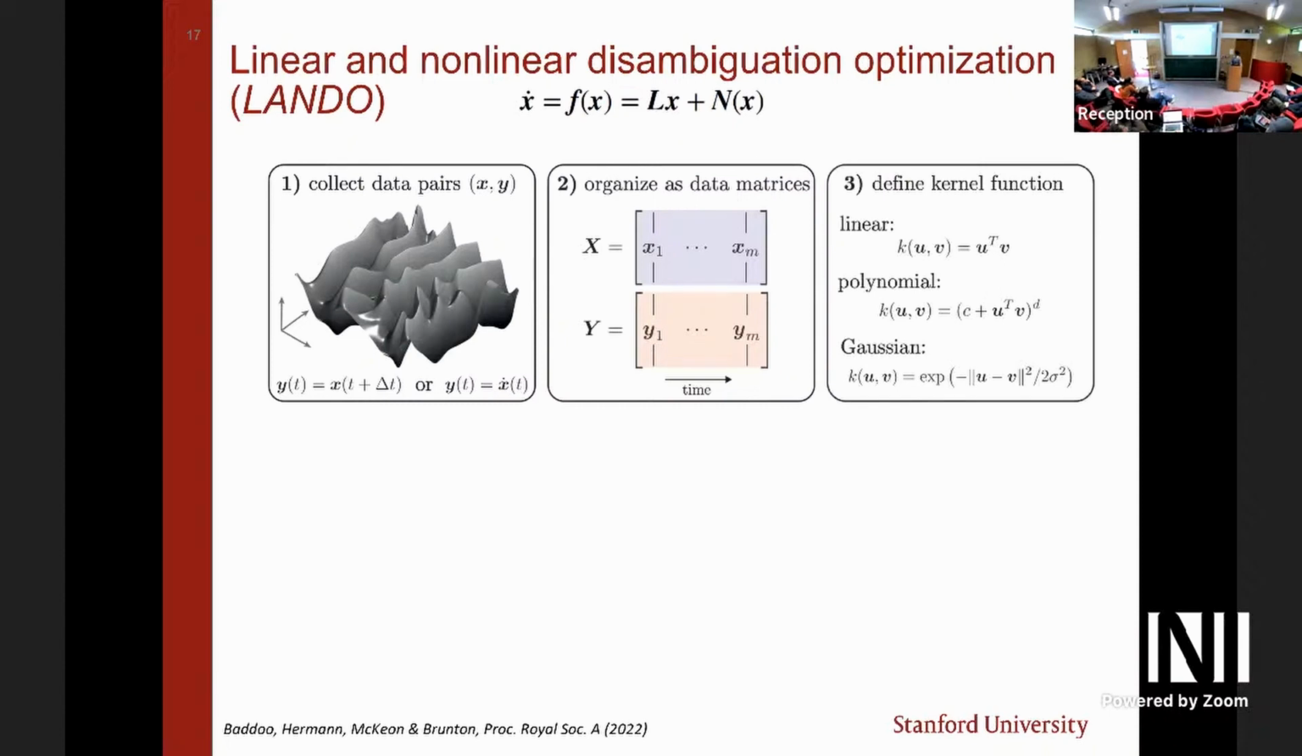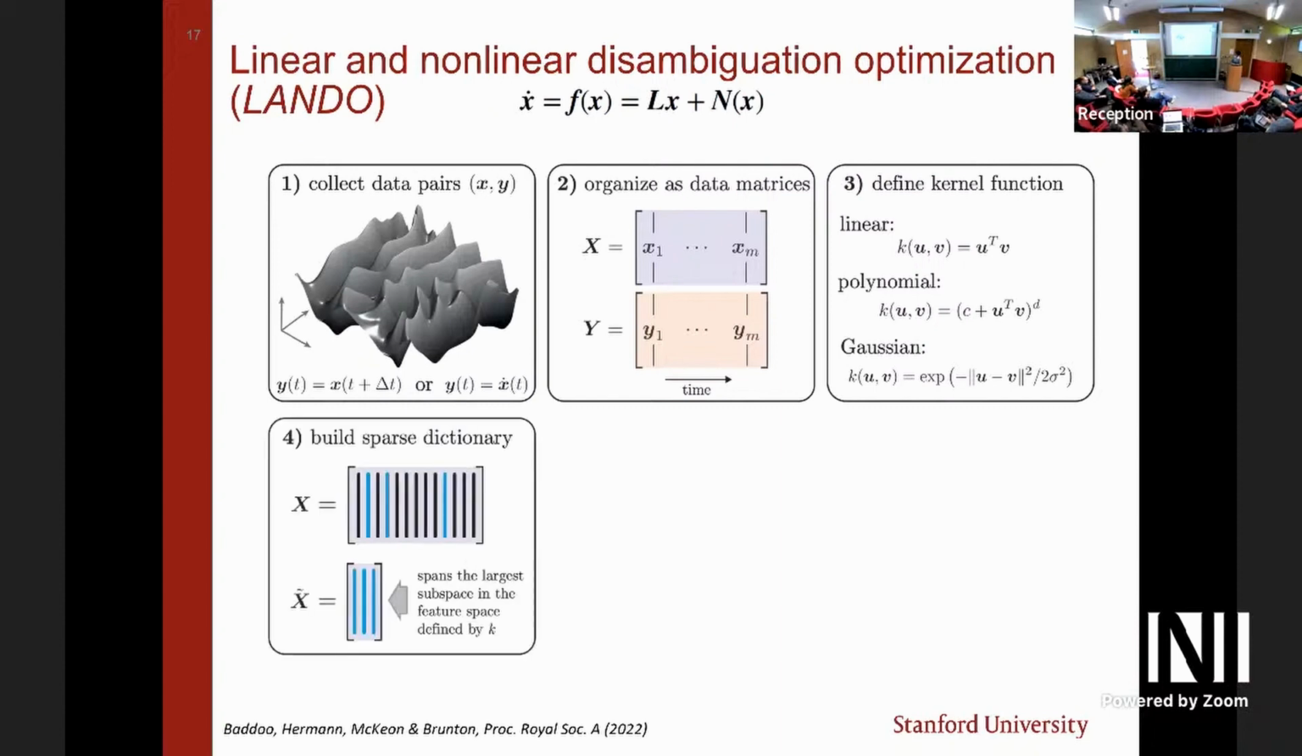But now we're going to define a kernel function. So we get to choose which form we would like for that kernel. The Gaussian is the workhorse. Of course, we know that we're looking for a quadratic in the Navier-Stokes, the incompressible Navier-Stokes example. But we get to choose what kernel function we apply, and then we build our sparse dictionary.